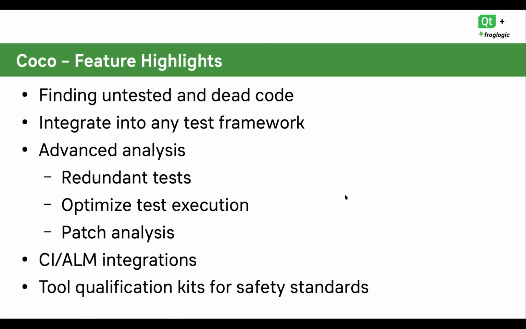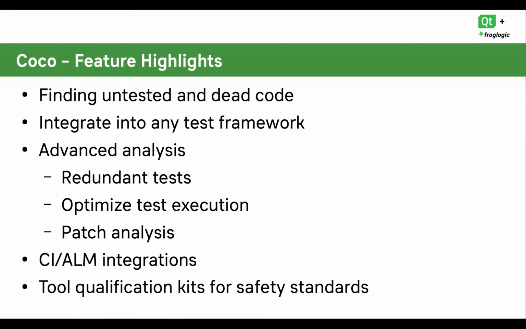Okay, a few feature highlights before we go on to the live demo. The main feature of Coco definitely is to find untested code, but you can also find dead code. Very important, you can integrate it into any test framework, so it's not only coupled with Squish, for example. If you use the Qt unit tester or Qt Test lib or the Google unit test framework, regardless of how you run your tests, integrations are available and you can use Coco to measure the code coverage. So we are not tied to a specific testing tool.